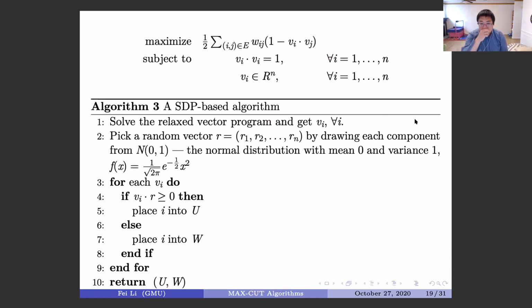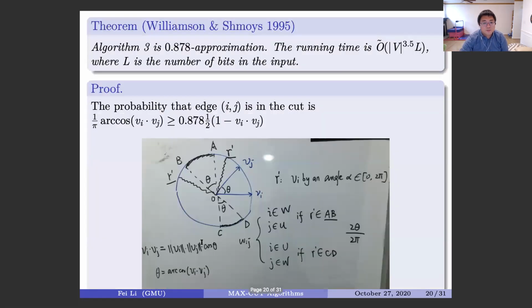So the algorithm is as below. We first calculate the vector program and find the solution. This step is polynomial time solvable, and we only get a bounded error. And then we pick a random vector. This is similar to the randomized algorithm that we have introduced. Based on this random vector, we calculate the inner product with the values that we get. If the product is positive, we put it into U. If the product is negative, we put it into W. So this is the semi-definite program-based algorithm.